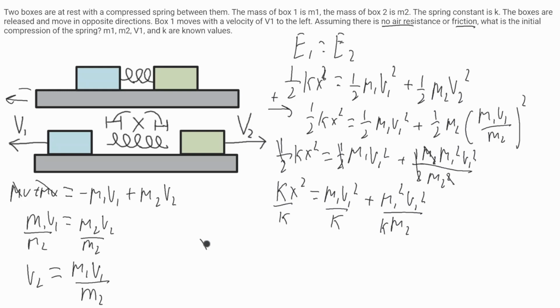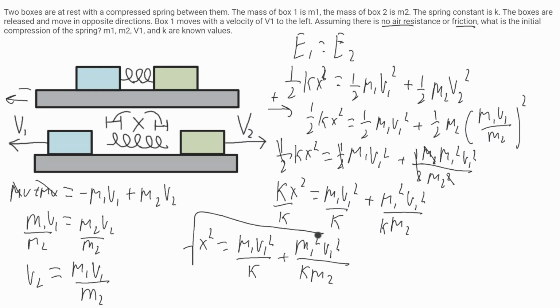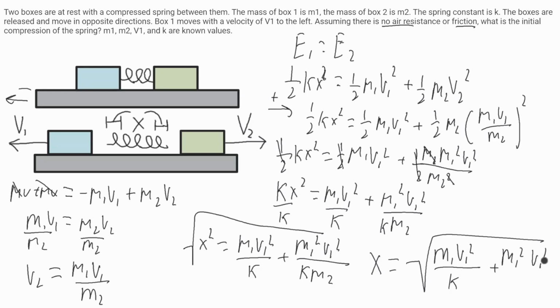So now we'll get x squared is equal to m1 v1 squared over k plus m1 squared v1 squared over k m2. Now I'm going to take the square root of both sides, and we'll get that x is equal to the square root of m1 v1 squared over k plus m1 squared v1 squared over k m2. So that is your final answer.